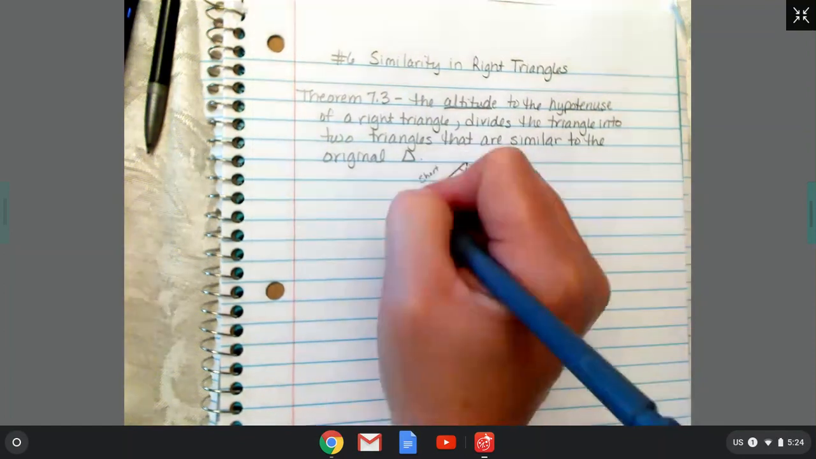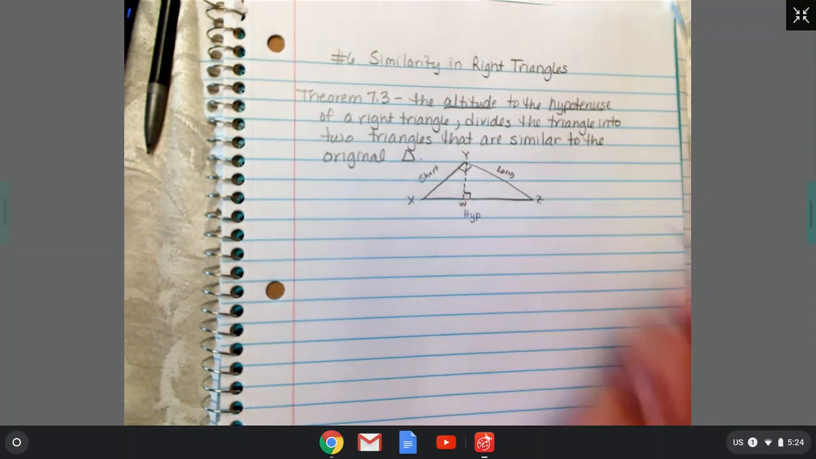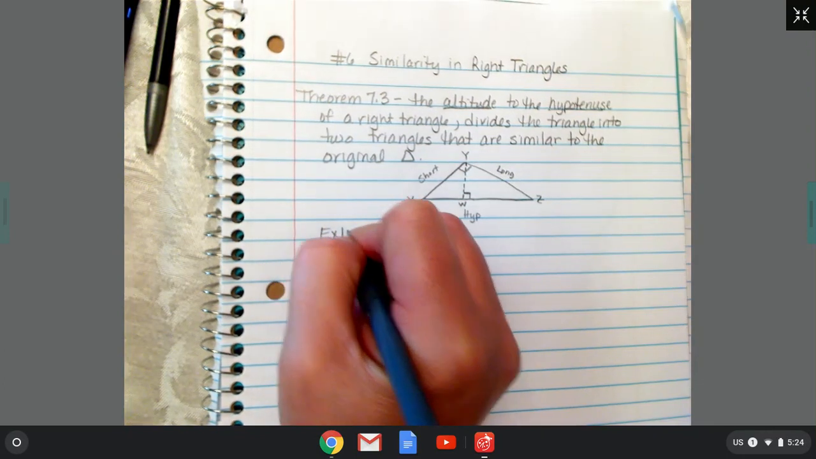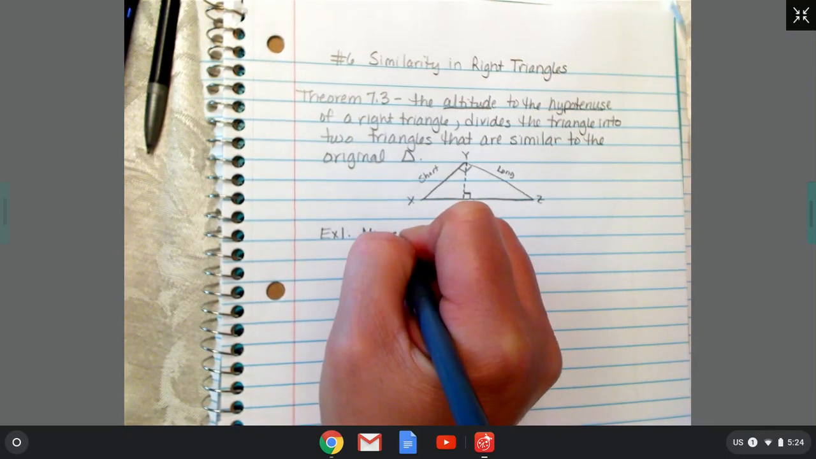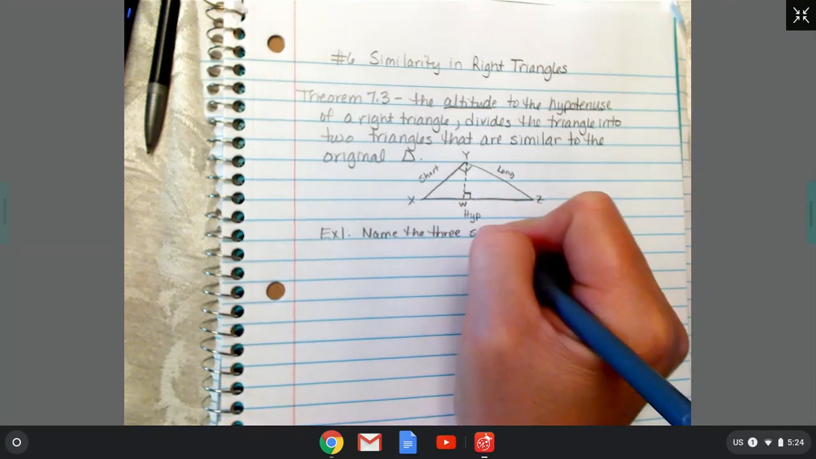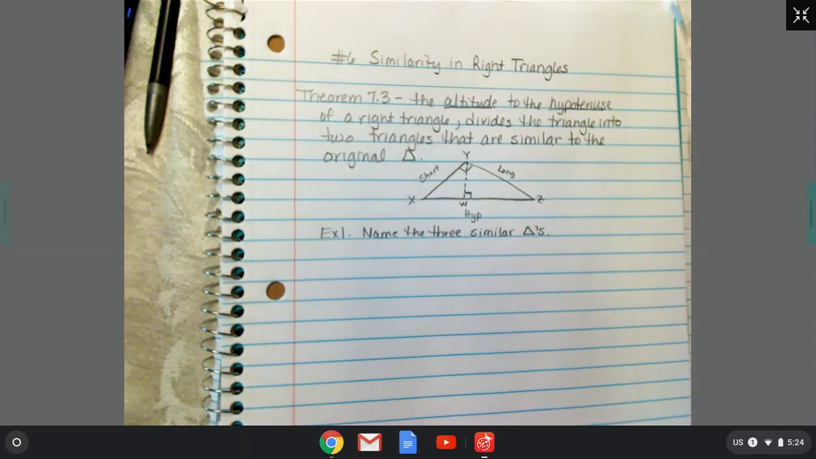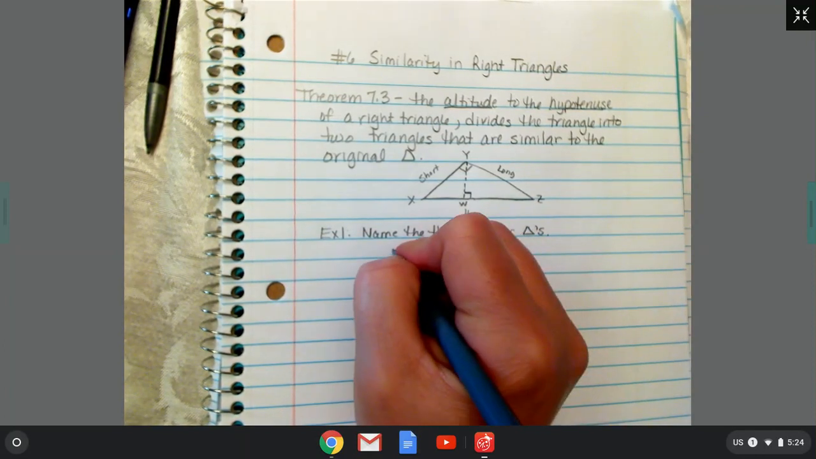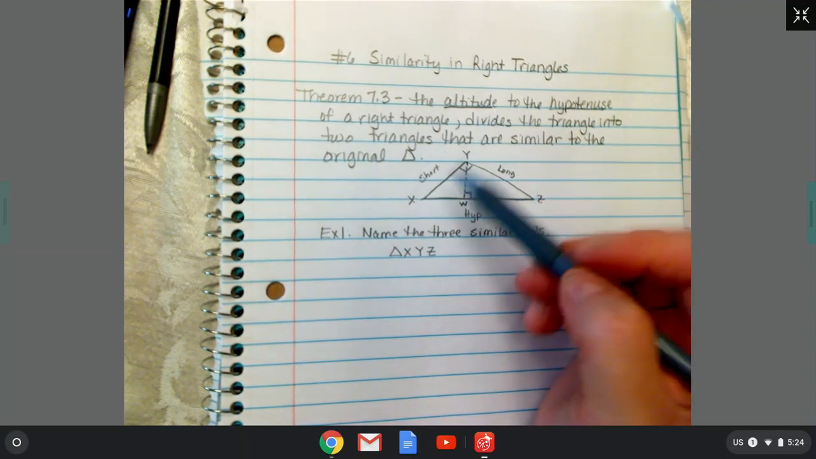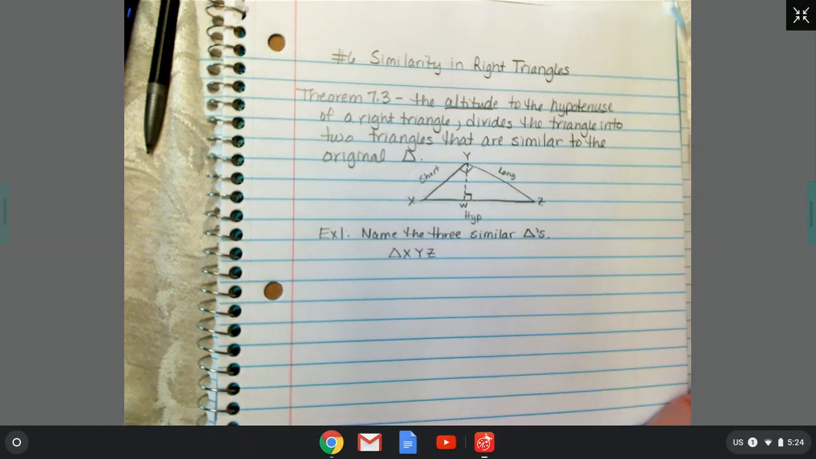All right, let's go ahead and get some letters on this example and what they want you to do. Okay, so they want us to name the three similar triangles that we've created. And they want us to do it in a similarity statement. So I'm going to start with the original. And let's look at how I named it. X, Y, Z. That's the short leg, the long leg, then back across the hypotenuse.